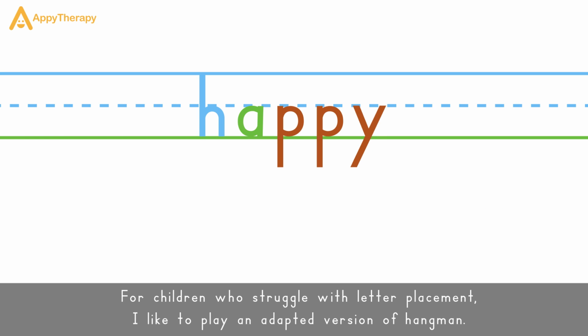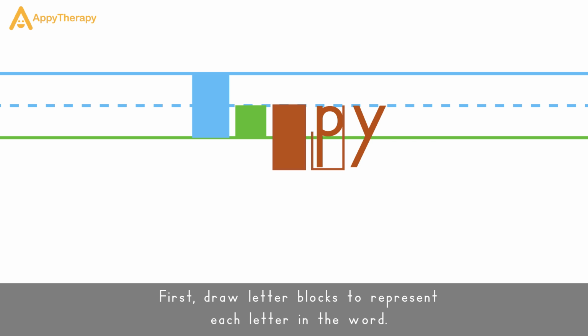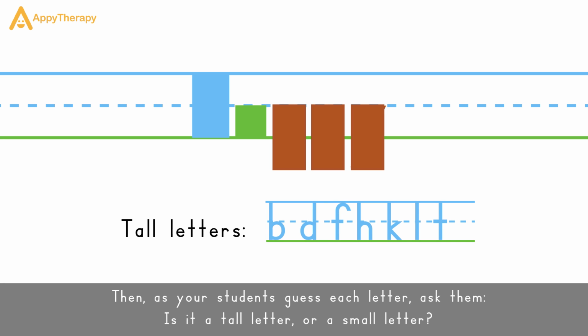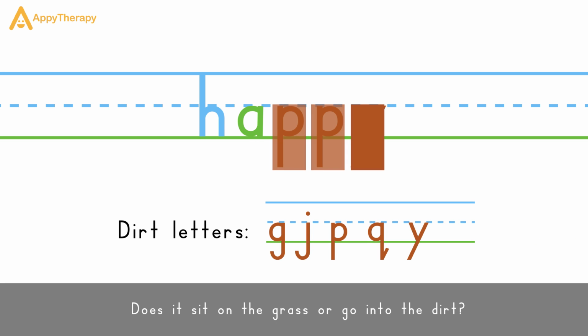For children who struggle with letter placement, I like to play an adapted version of Hangman. First, draw letter blocks to represent each letter in the word. Then, as your students guess each letter, ask them, is it a tall letter or a small letter? Does it sit on the grass or go into the dirt?